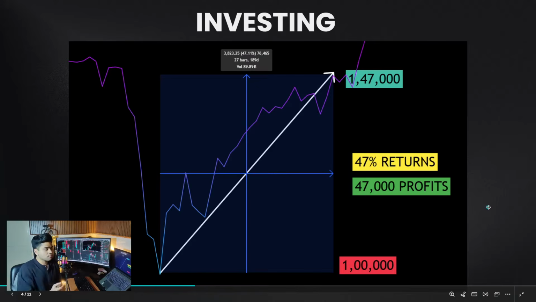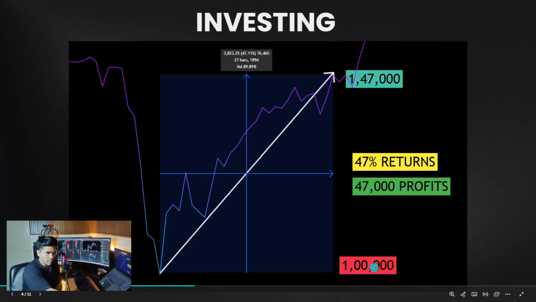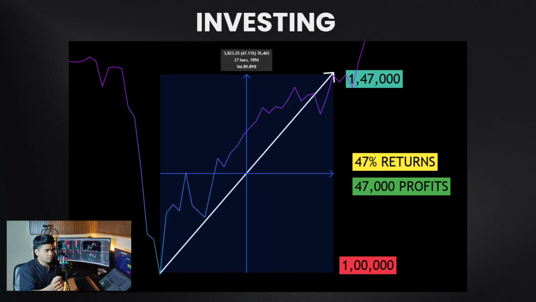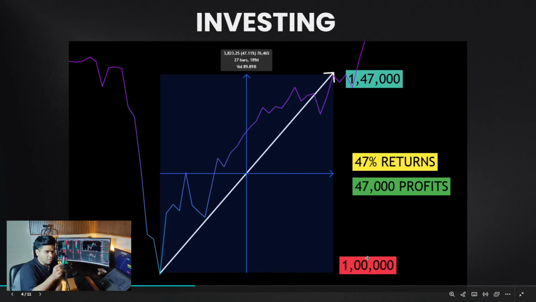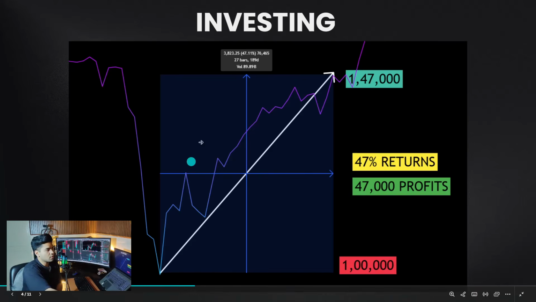Now, what is investing? Investing is, let's say, you put 1 lakh rupees of capital at this bottom. Okay, you purchased an entity. It could be an instrument, it could be a stock, anything. You purchased it with 1 lakh quantity. That means you had 1 lakh rupees and you put it there. Now you are sitting for a period of time.